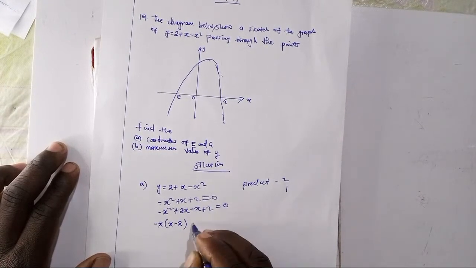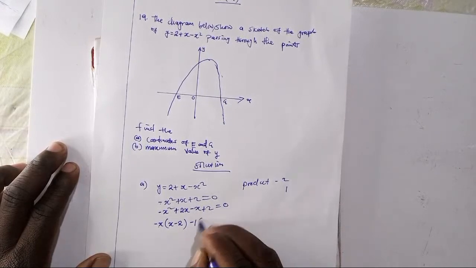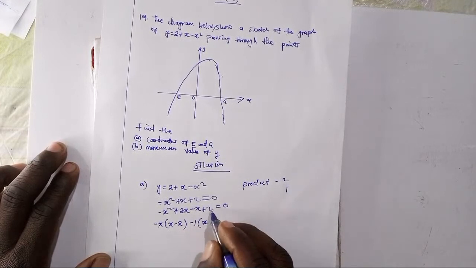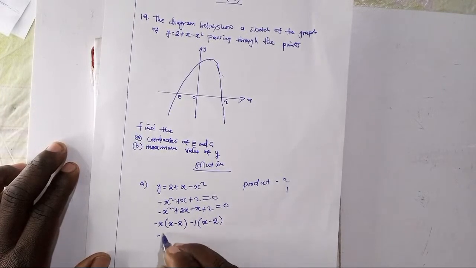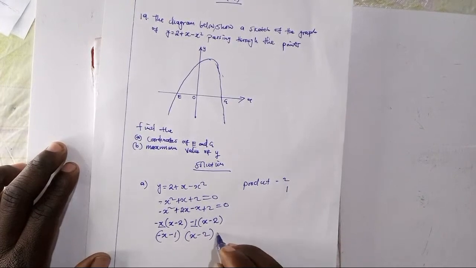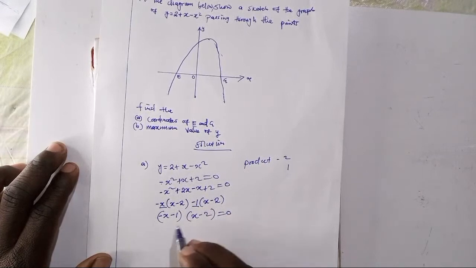Then here, what is common? It is the minus 1. Minus 1 into minus x, we remain with x. Minus 1 into positive 1 is minus 2, right? So we get minus x minus 1 in the bracket, then x minus 2, which is equal to 0. So you equate each of these factors to 0.